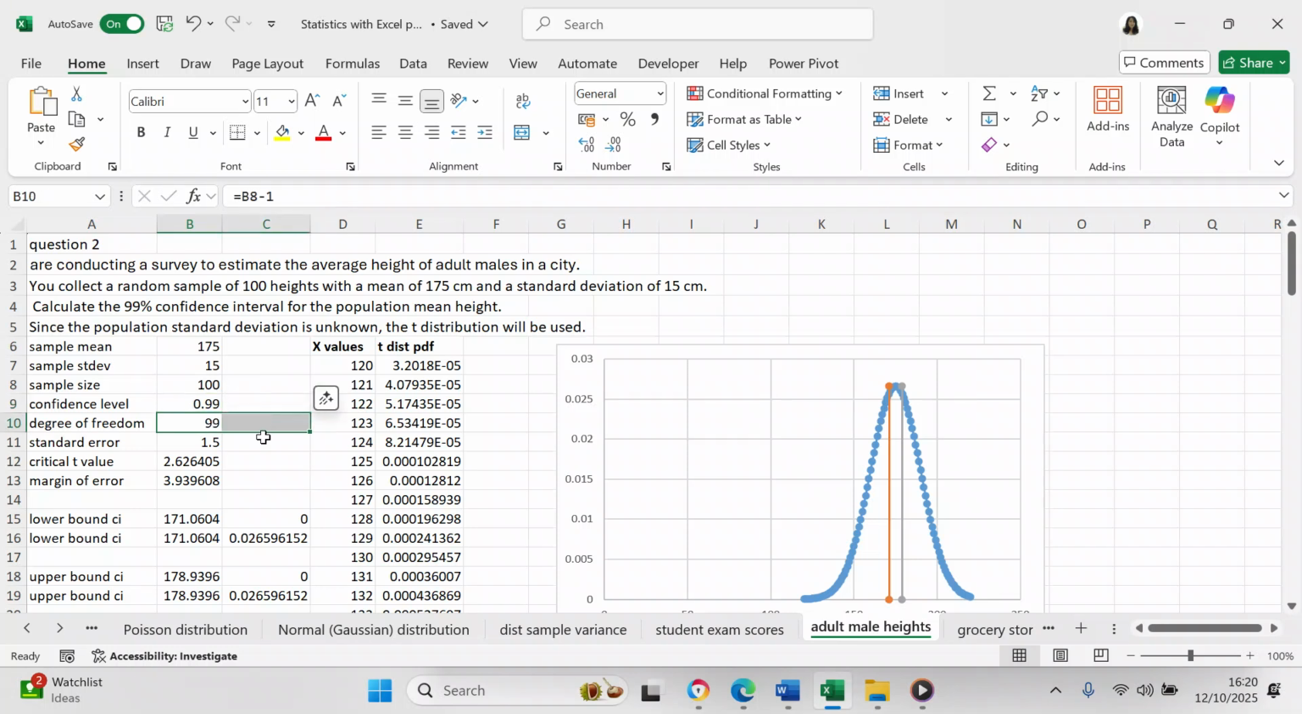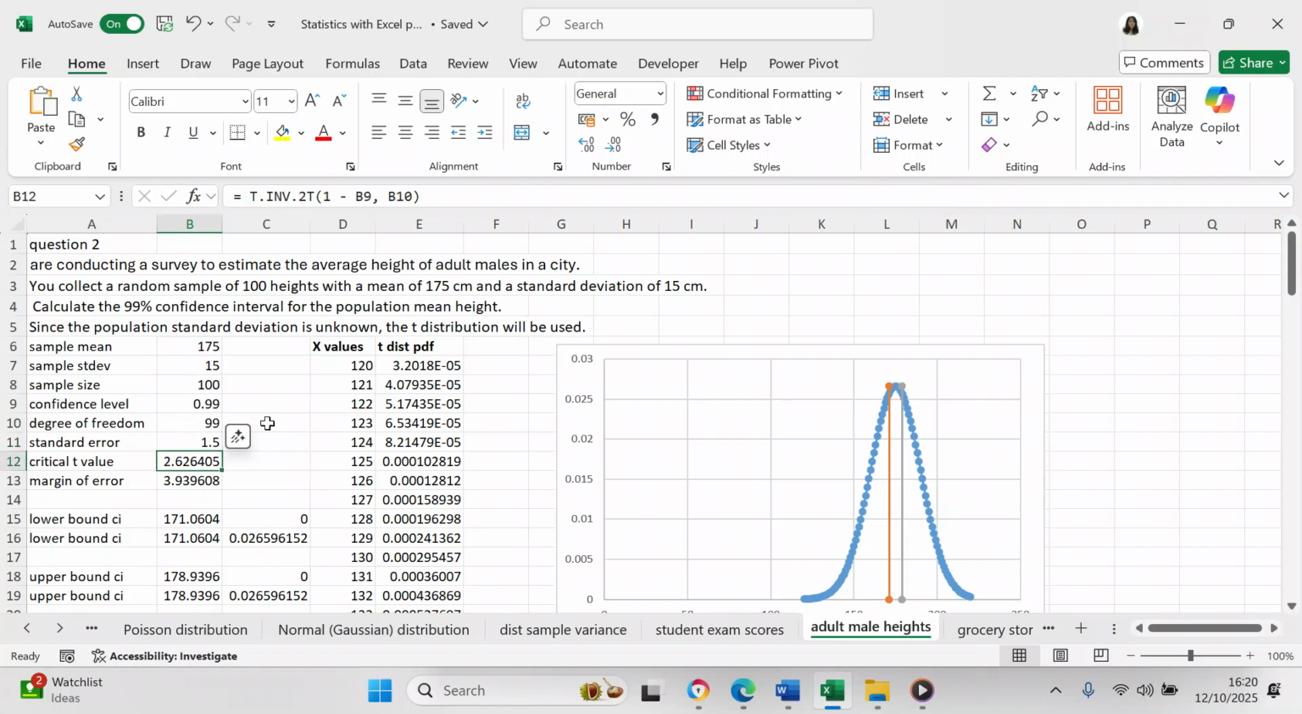Degree of freedom is 99, because your degree of freedom is your sample size, that's B8, minus 1. Standard error is B7, that's sample standard deviation, divided by the square root of B8. So that's going to be 15 divided by 10, so that's 1.5.